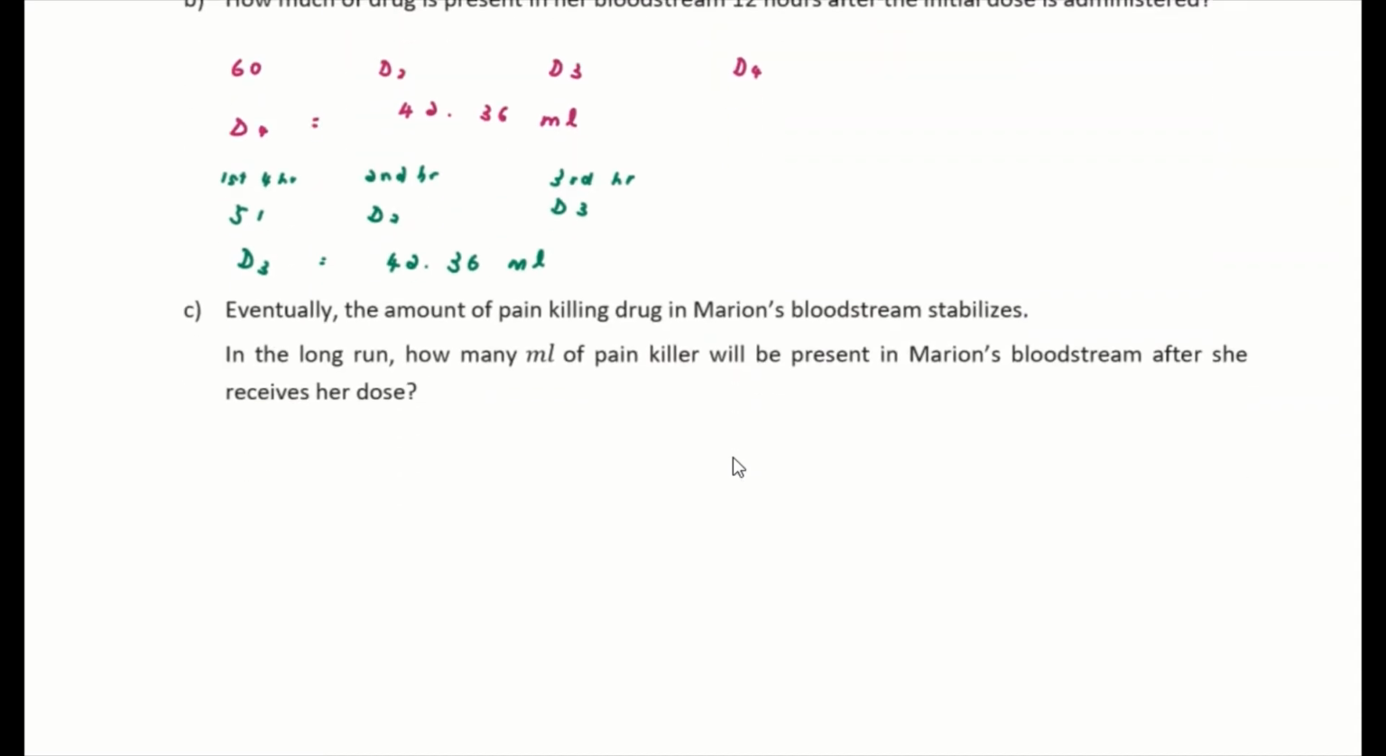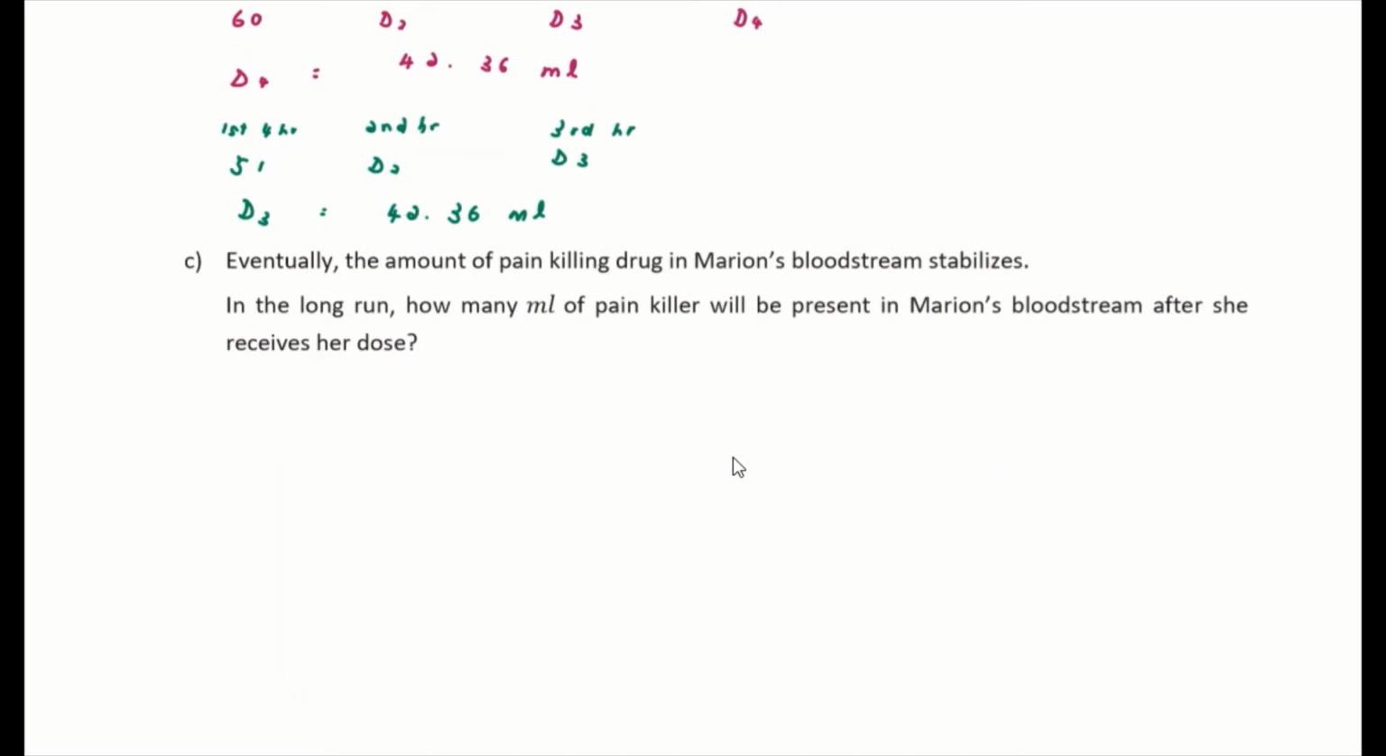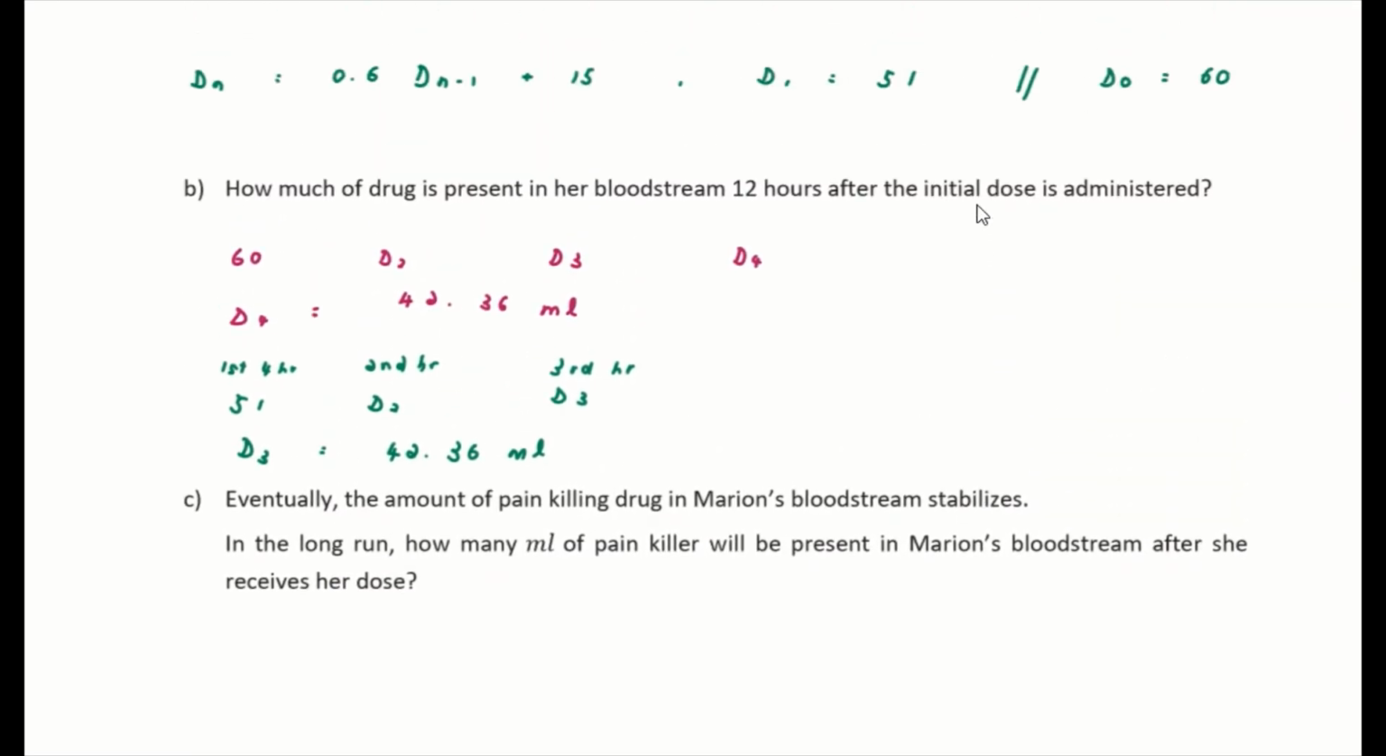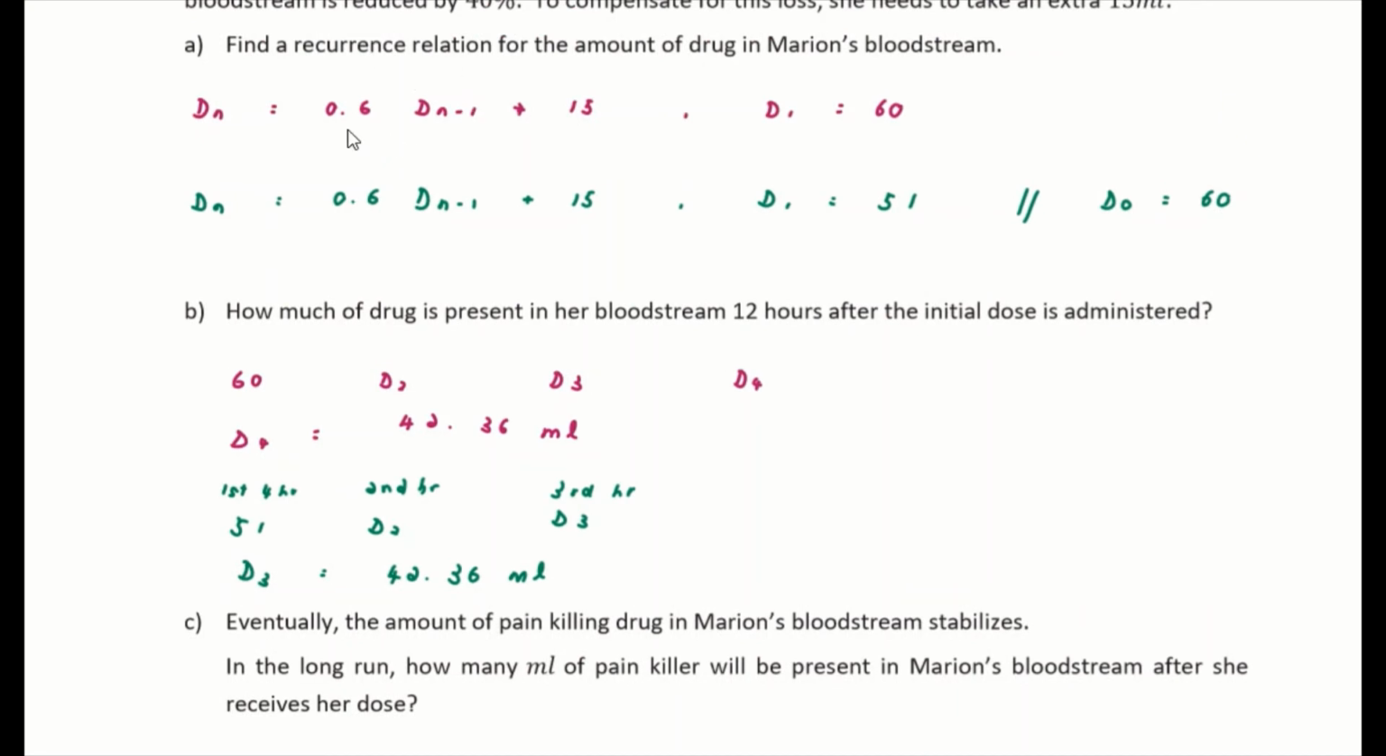Eventually the amount of painkilling drug in Marian's bloodstream stabilizes. In the long run, how many ml of painkiller will be present in the bloodstream after she receives her dose? If it has stabilized, then in the long run it will be a steady state. You can always check your recurrence relation here. You can see 0.6, a number between -1 and 1, so this recurrence relation will give you a long-term steady state solution.